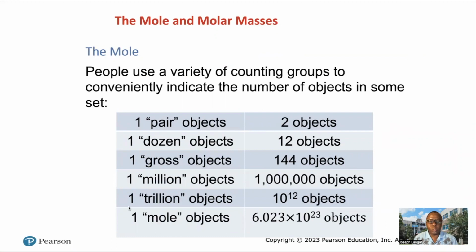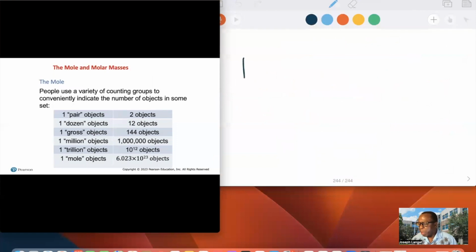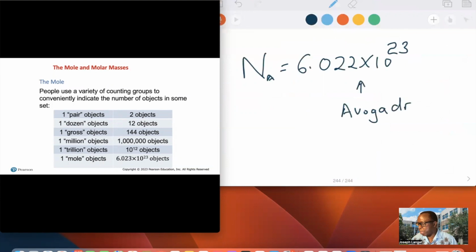But what we need to learn is when we say 1 mole of a substance, that means you have Avogadro's number. And by the way, we use this N_A, which is 6.022 times 10 raised to 23. This is called Avogadro's number, and it represents 1 mole. So 1 mole is the same as that.